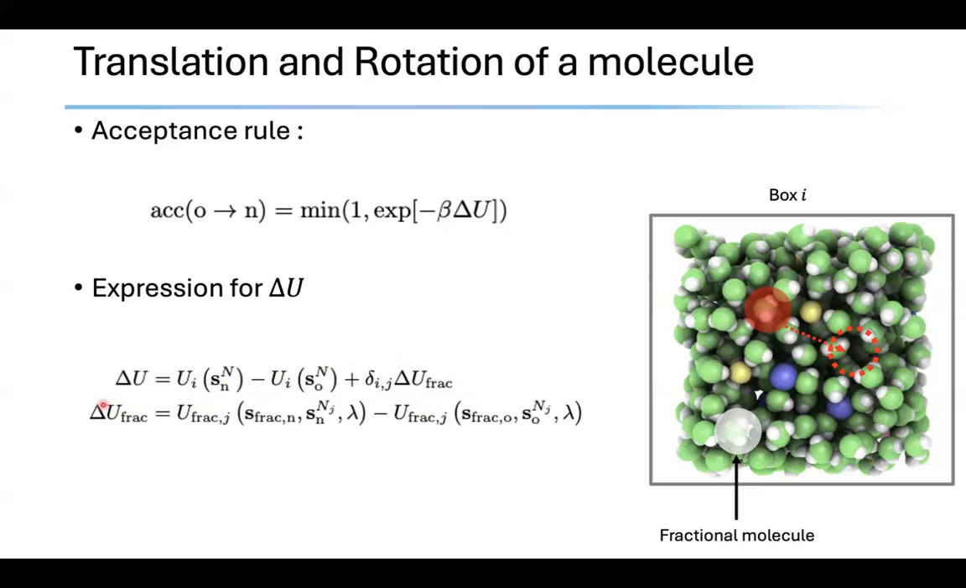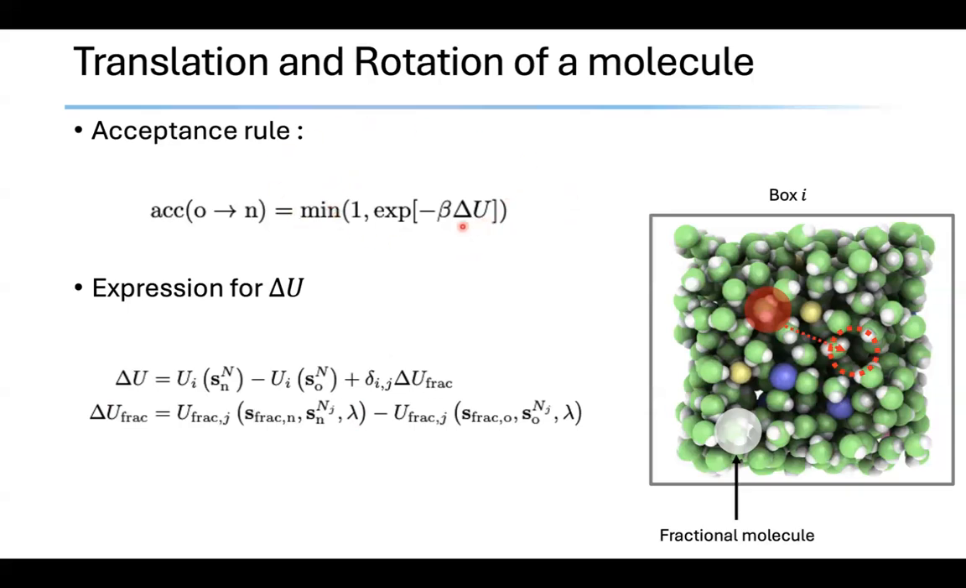And the change in the energy with respect to the fractional molecule is given by this particular equation, where S-frac is the scaled coordinate of the fractional molecule, and n corresponds to the new set of coordinates. And here again, n corresponds to the new coordinates, and nj is the jth molecule, and lambda is the value of the fractional parameter. Now, once the delta U is calculated, it is plugged into this equation.